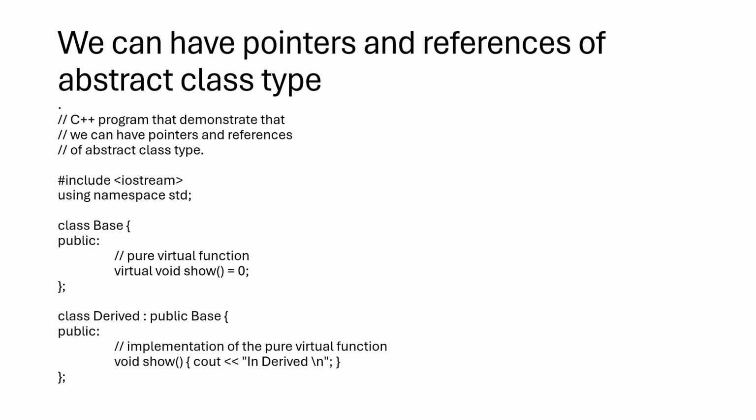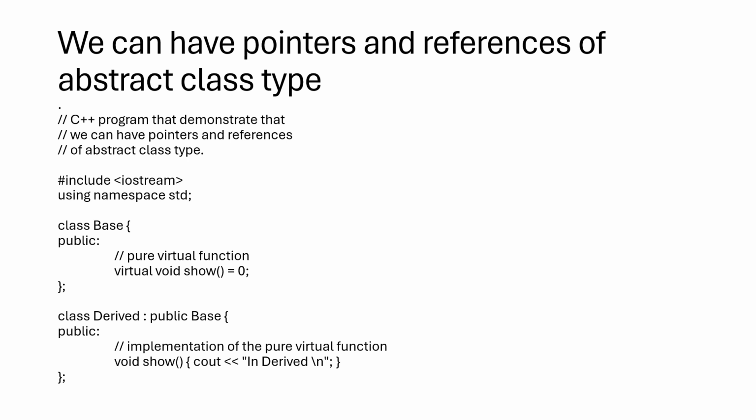In other circumstances, we can have pointers and references of abstract class type. Here is one example using class pointers. We declare a normal base class, and we declare the virtual function as virtual void show assigned to 0. Now this is a derived class, class derived colon public base, and here we are going to implement the virtual function in the derived class.